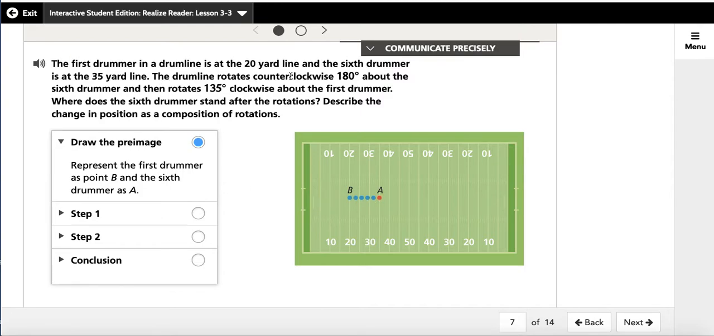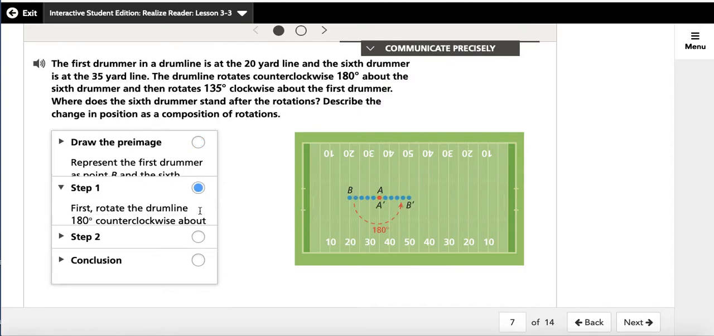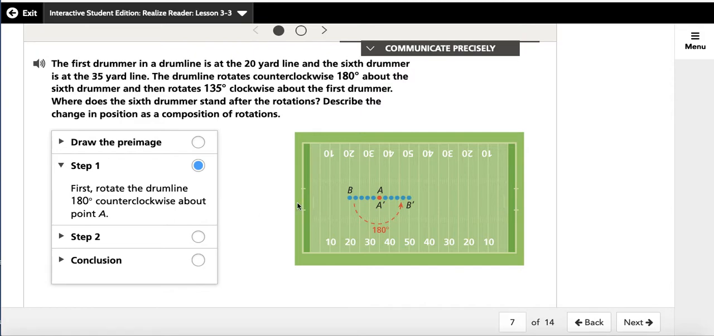The drum line rotates 180 degrees about the sixth drummer. This is the sixth drummer. It rotates 180 degrees, so it's going to flip right around. They went that way instead of that way. Let's see, what was correct? They were correct, because when it's a positive number, it's supposed to be a counterclockwise rotation. It still ended up in the same spot because it was 180.